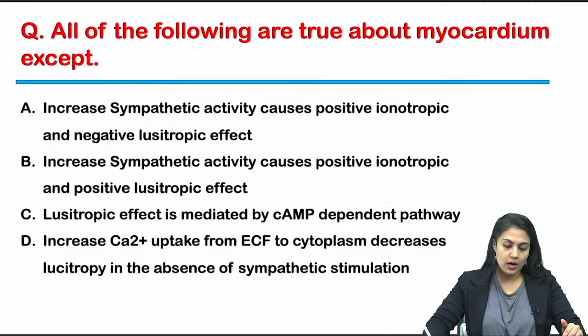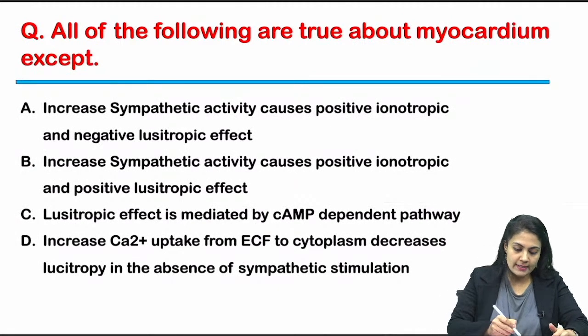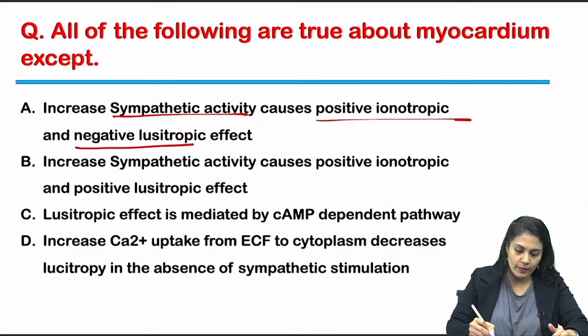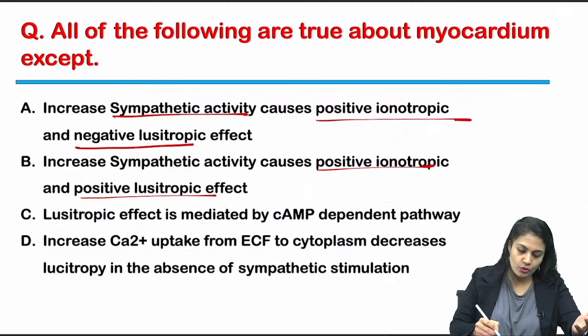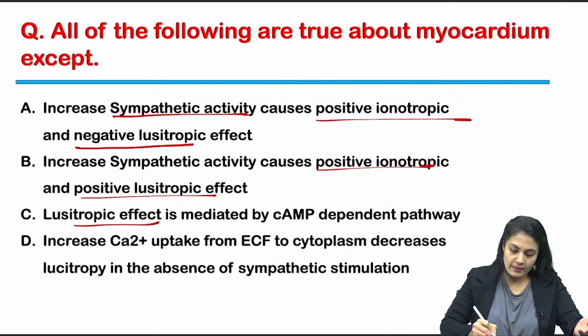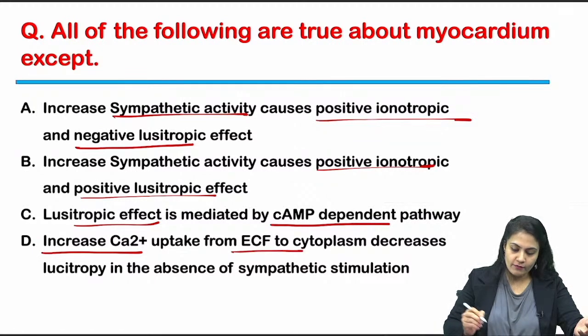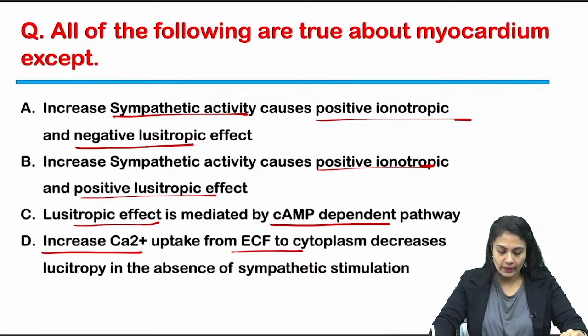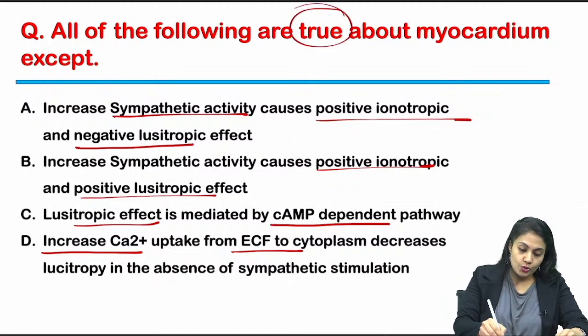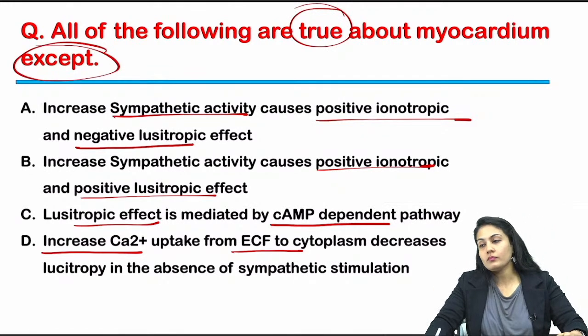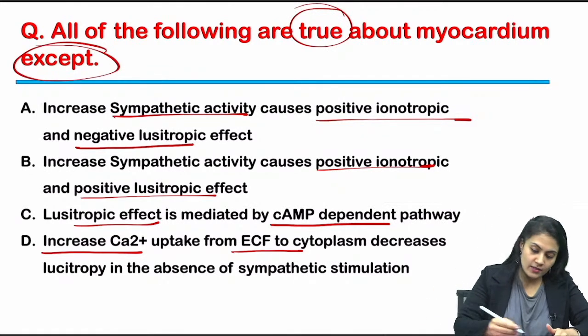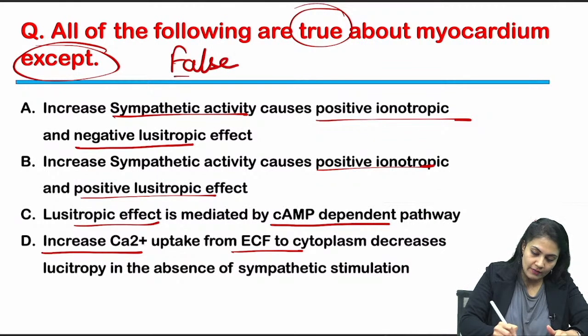All of the following are true about myocardium except: increased sympathetic activity causes positive inotropic, negative lusotropic. Okay, positive inotropic, positive lusotropic. Then lusotropic effect is mediated by cyclic AMP dependent pathway, increase calcium uptake from ECF to cytoplasm, decreases lusotropic in absence of sympathetic stimulation. True except. Yes, please. Answers. True except means false statement we have to find.